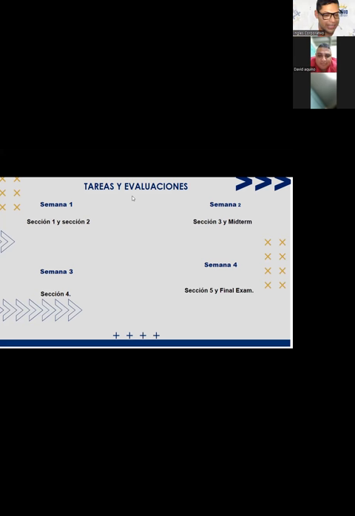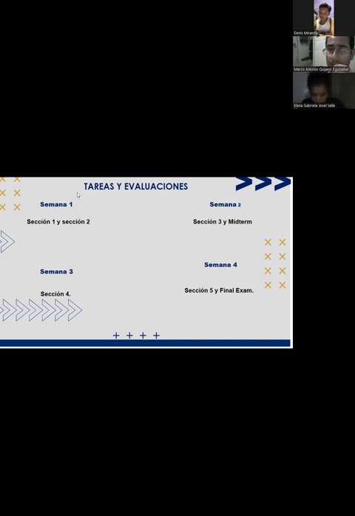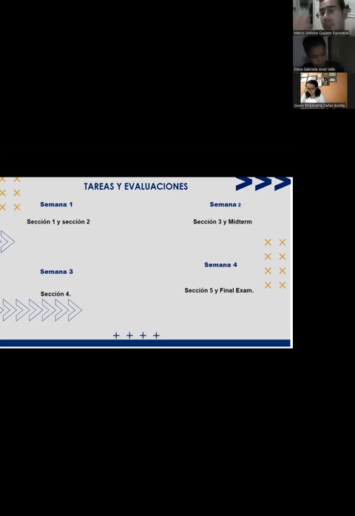Luego tenemos la semana 3. La semana 3 estaremos trabajando la sección número 4. Miren qué interesante. Y la semana 4 estaremos trabajando la sección 5 y el examen final. Y habremos terminado esta parte de preintermedio, en este caso 3. Para que usted lo pueda tomar en cuenta lo que estaremos trabajando durante esta semana. Tenemos también la ventaja de que las clases las iremos grabando para que usted pueda hacer una retroalimentación. Por ejemplo, algún tema que usted diga, este tema no lo entendí mucho o tuve problemas con el internet, entonces usted puede ver la clase.